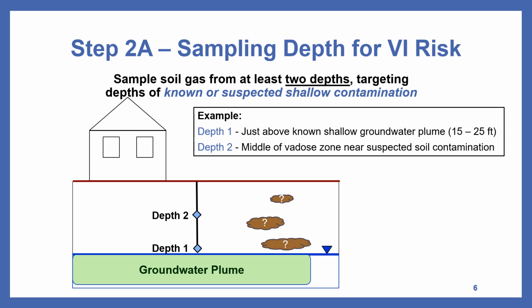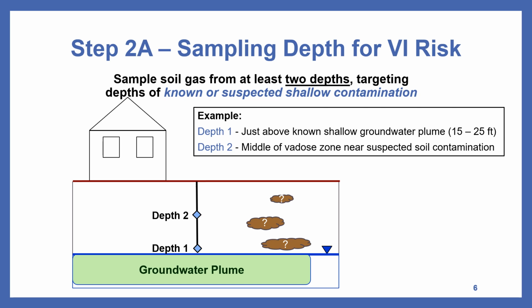For evaluating the vertical distribution of shallow soil gas contamination, soil gas samples should be collected from multiple depths to generate a depth profile and provide a reasonable understanding of the vertical soil gas distribution to help identify the greatest shallow soil gas concentrations. Soil gas samples should be collected from at least 2 depths, targeting depths of known or suspected shallow contamination and providing good coverage of the recommended sampling range.